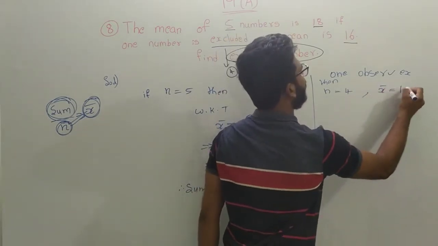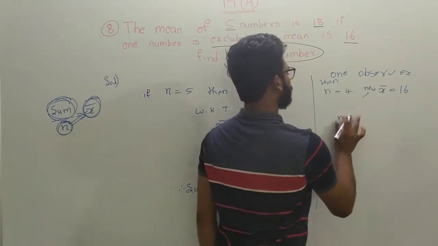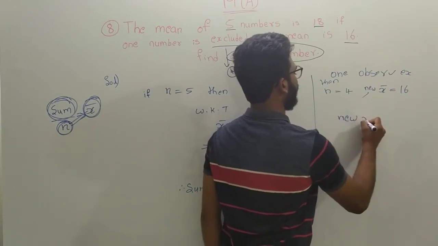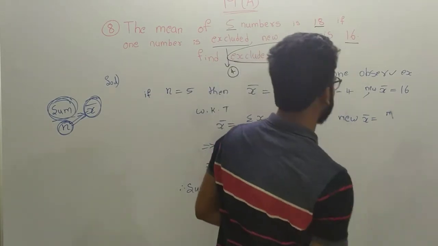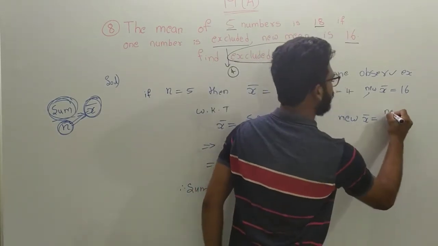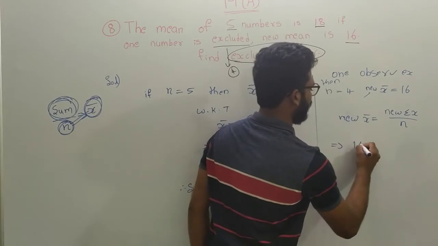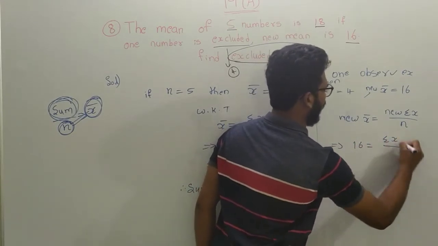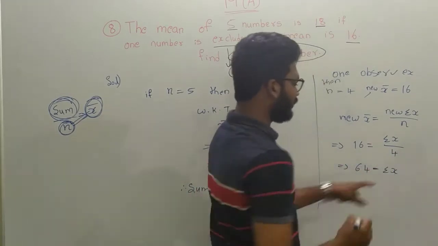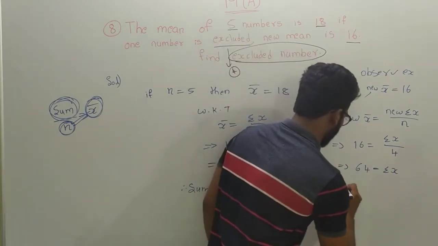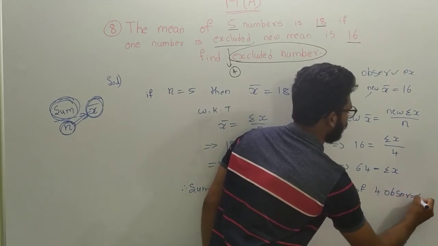And x bar is equal to how much they gave? 16. New x bar, right? So, new x bar, I am writing new. New x bar is equal to new sigma x by n. So new x bar 16 is equal to sigma x by n, where n is 4. So 64 is equal to sigma x. Here sigma x is nothing but the sum of 4 observations, right? Therefore, the sum of 4 observations is equal to 64.